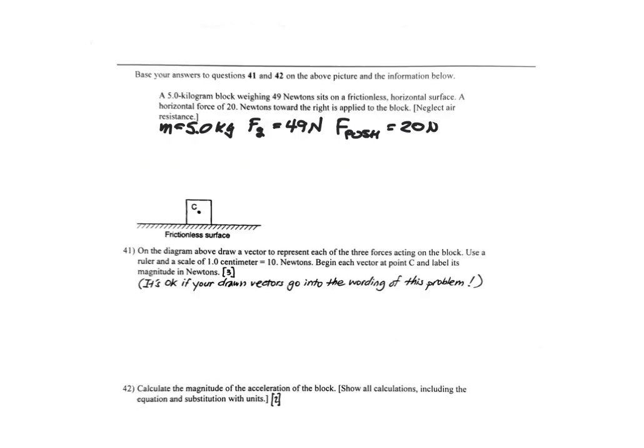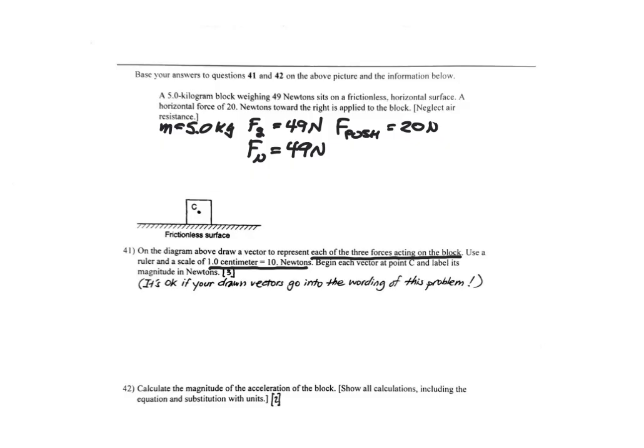And 41 is a vector drawing. It says use a scale of 1 centimeter equals 10 newtons, and draw a vector to represent each of the 3 forces acting on the block. It says it's okay if your drawing vectors go into the wording of this problem. Yes, it would. All right, so we have weight. We also have the normal force from the ground on the block, which is also equal to 49 newtons. That's because of Newton's third law.